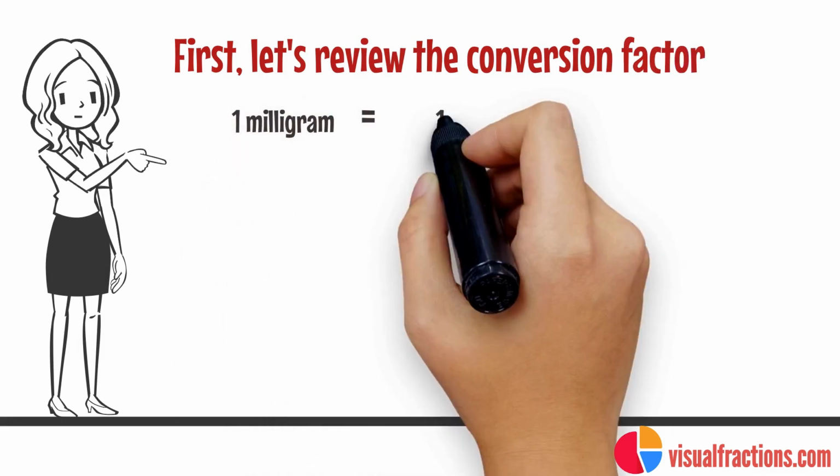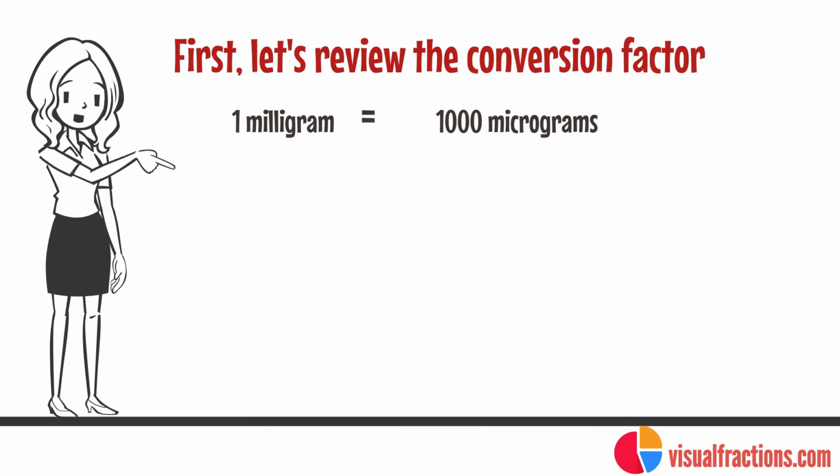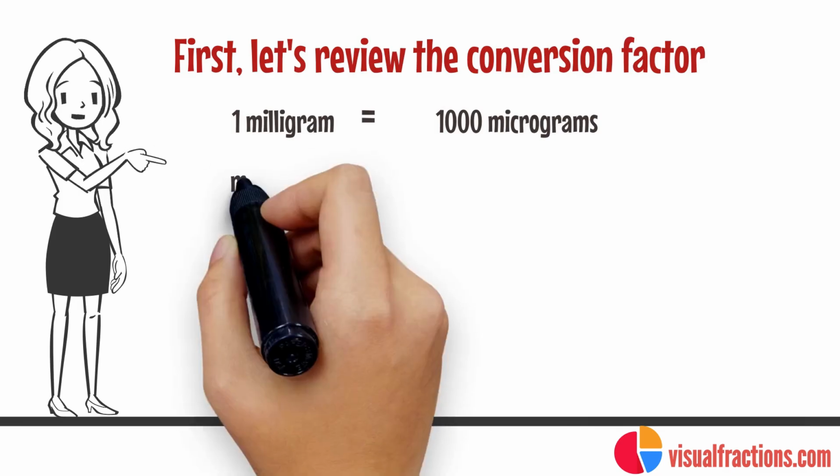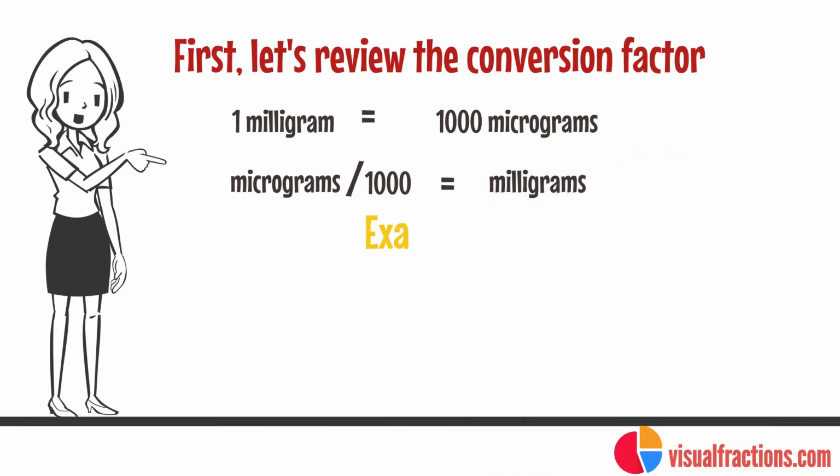1 milligram is equal to 1,000 micrograms. To convert micrograms to milligrams, all you need to do is divide the number of micrograms by 1,000. Let's walk through an example.